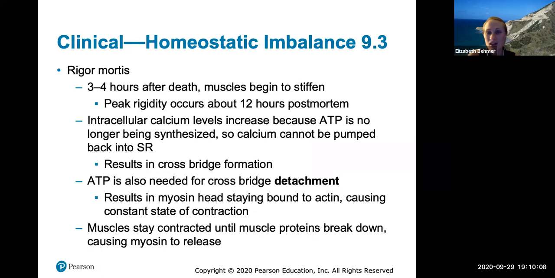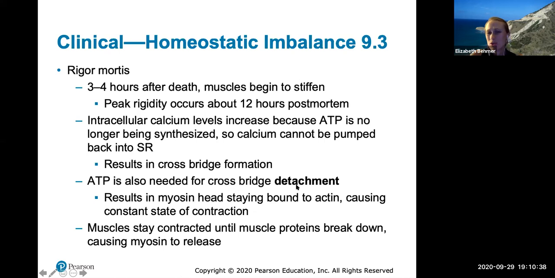Rigor mortis. So I talked about this. If I had you for anatomy, I talked about this in anatomy, but maybe it will make a little more sense now. Rigor mortis occurs 3 to 4 hours after death, where the muscles begin to stiffen. Peak rigidity of your muscles occurs about 12 hours post-mortem. And this occurs because ATP is no longer being made by your cells. So calcium cannot be pumped back into the sarcoplasmic reticulum, and ATP is not allowing for cross-bridge detachment.